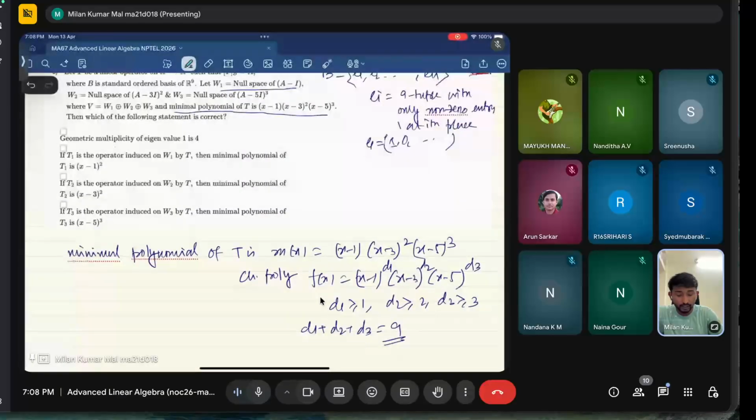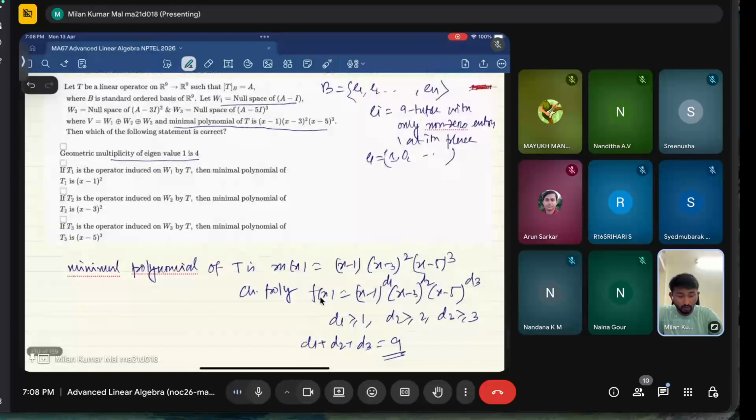That geometric multiplicity of the eigenvalue 1 is 4. So that we have to see whether it is true or not. If T1 is the operator induced on W1 by T, the minimal polynomial of T1 is (x minus 1) square, and T2 is the operator induced on W2 by T, then the minimal polynomial of T2 is (x minus 3) square, and if T3 is the operator induced on W3 by T, then the minimal polynomial of T3 is actually (x minus 5) cubed. So all three options have to be clearly correct.